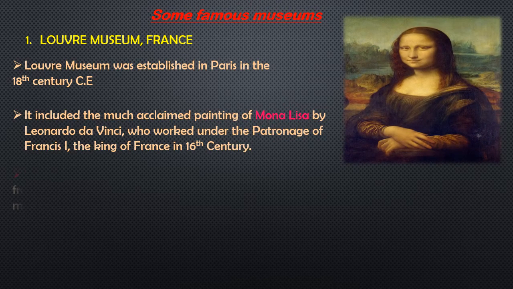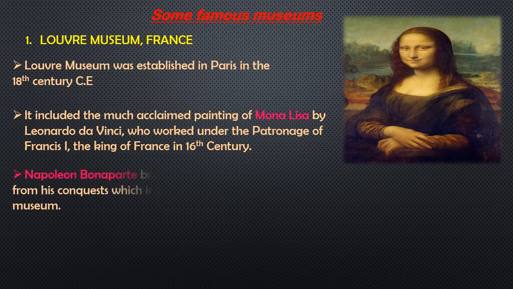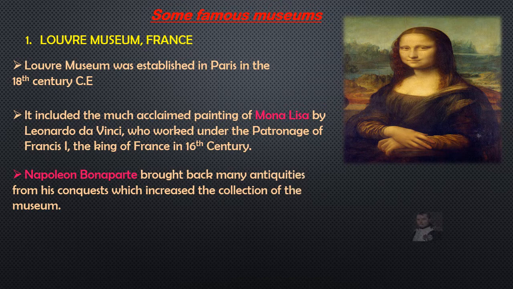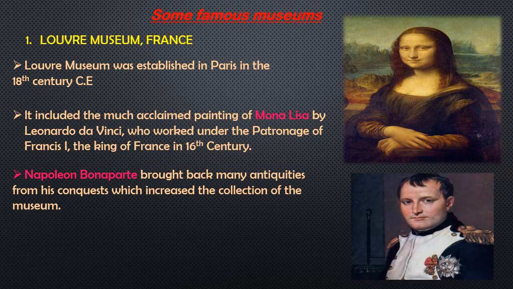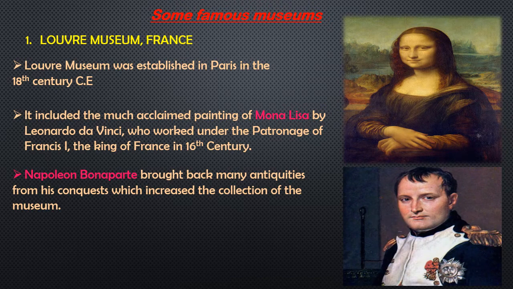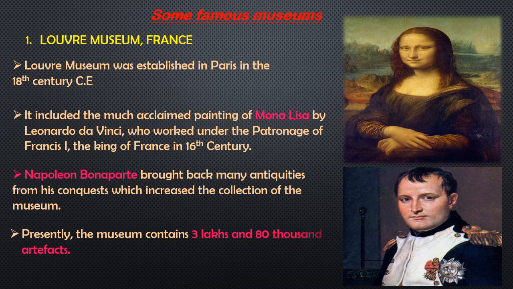The collection in the Louvre Museum increased to a great extent when Napoleon Bonaparte brought back different antiquities and articles from his conquests. Presently, the museum contains more than 3 lakh and 80,000 artifacts.